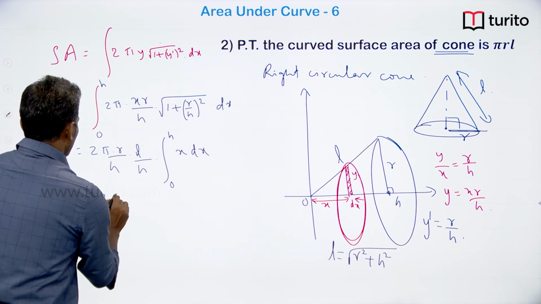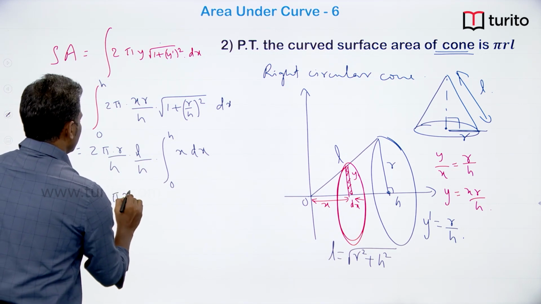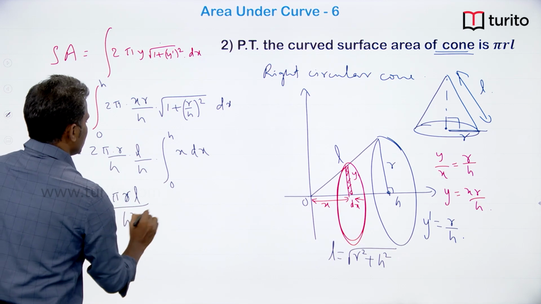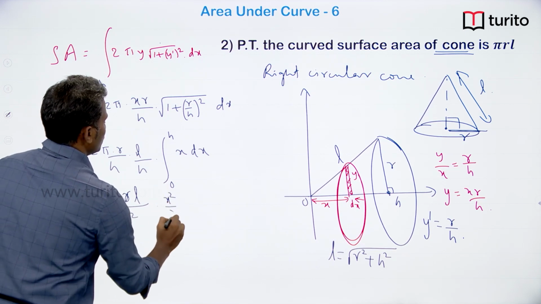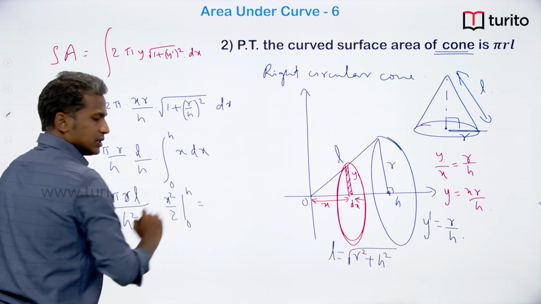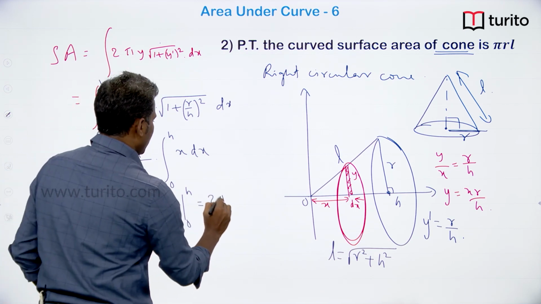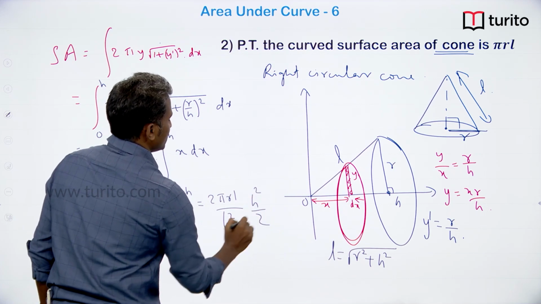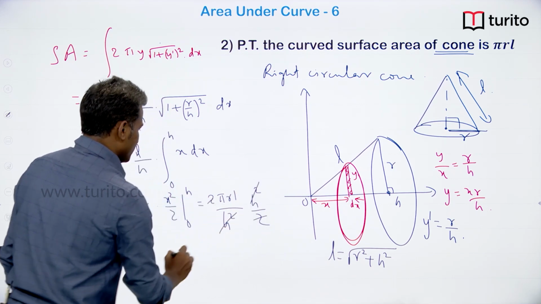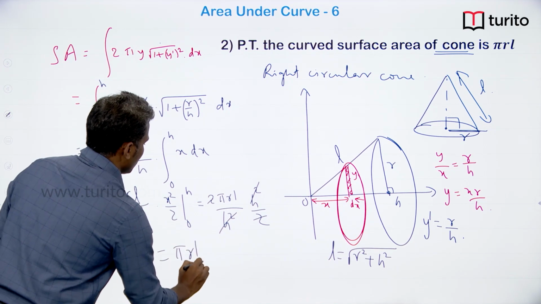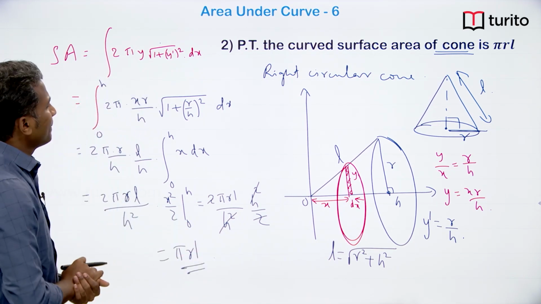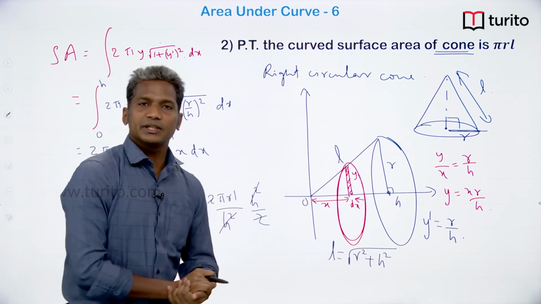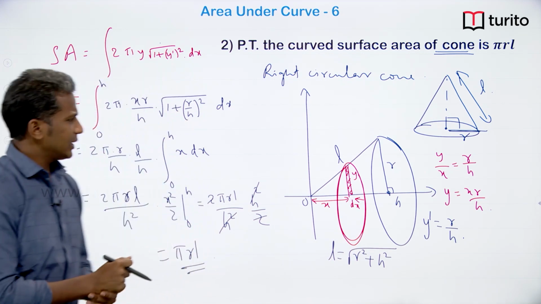Now when we simplify this, what do we get? We get 2 pi r L by h square into x square by 2, limits going from 0 to h. So when we put h, we will get 2 pi r L by h square into h square by 2. So this 2 got cancelled, h square also got cancelled, and we just got pi r L. Okay. So this way we can find the curved surface area. Okay. Come on, make a note of this.